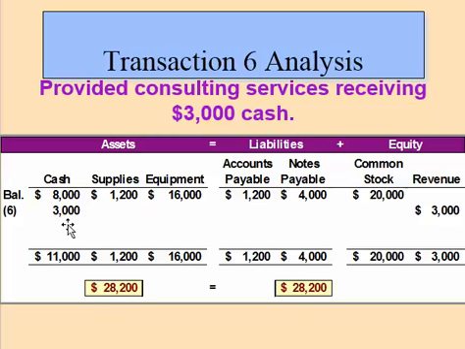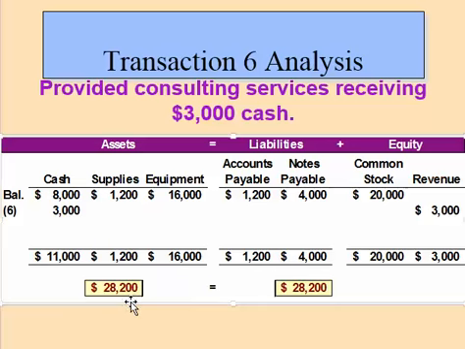So you can see here cash has gone up again. Now my assets on the asset side are $28,200, and my revenue, which is part of my equity, has also gone up, to $28,200.